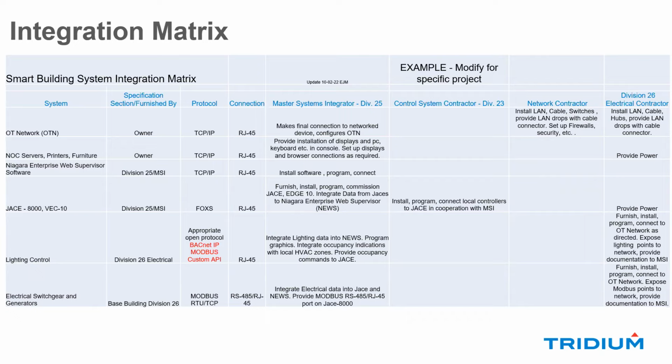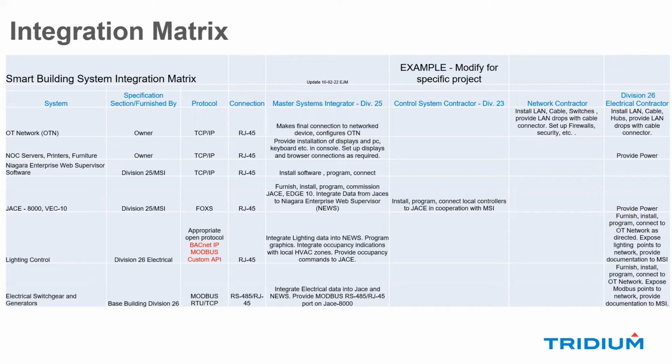So we have to make sure that we understand that in the design stage, because Division 25 has got to integrate the lighting into the Niagara supervisor. They've got to program graphics, integrate occupancy, provide indications with local HVAC zones. So 25 and 26 have to work closely together.